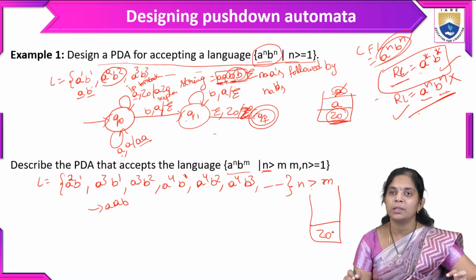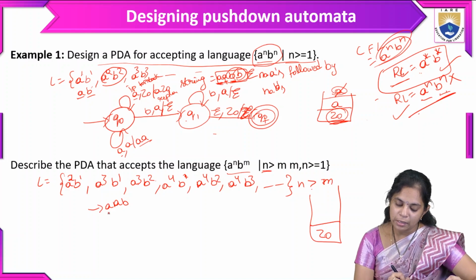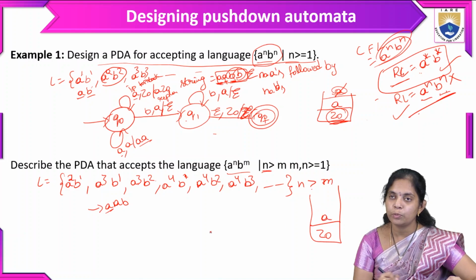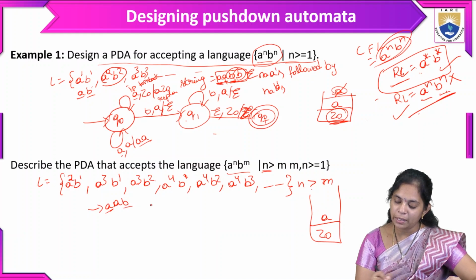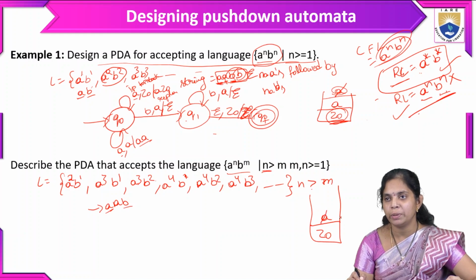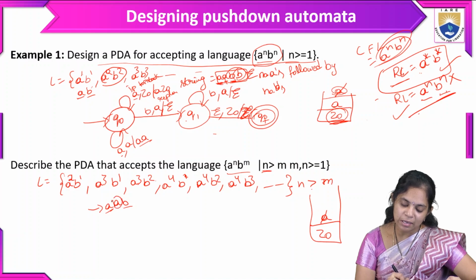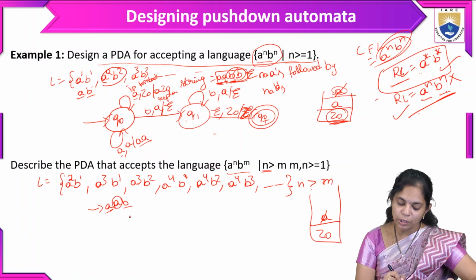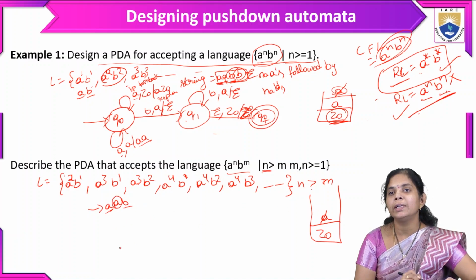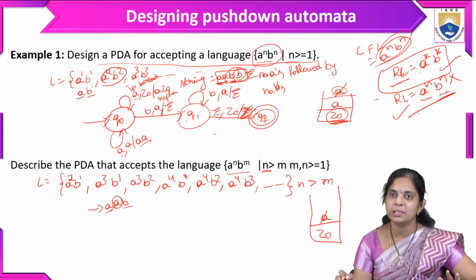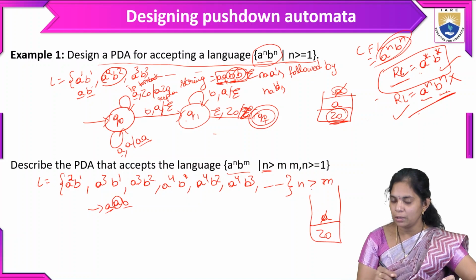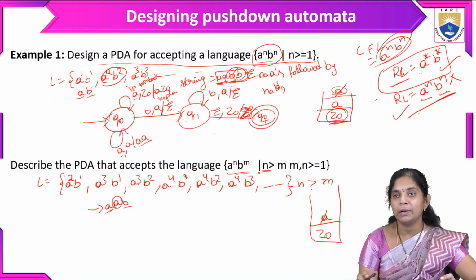Initially, we need to start with the Z0. Then A is there, so while reading A, we need to push the value into the stack. And while reading B, we need to pop the value. And whatever extra A's appear, we need to pop them, or we need not do anything. We just leave them and go to the final state. That is going to happen for the construction of this kind of language.